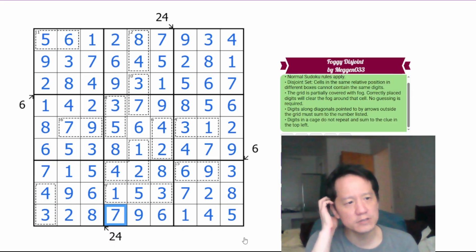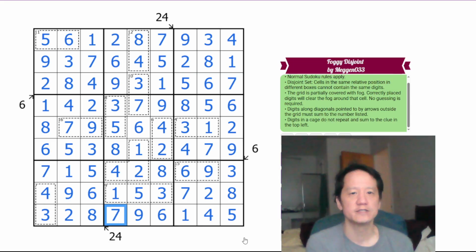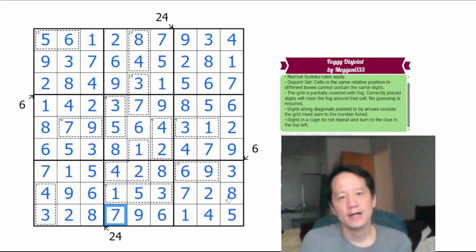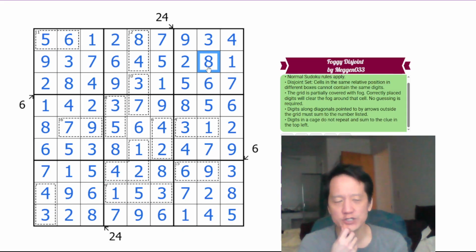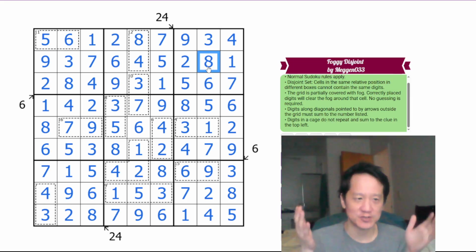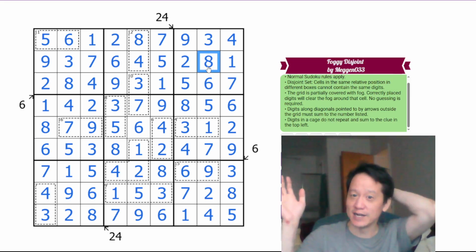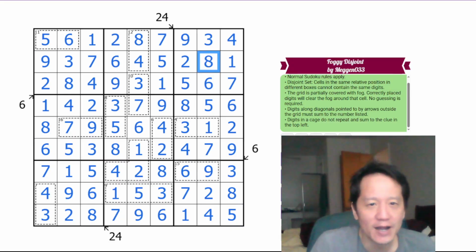Yeah, pretty decent use of disjoint sets. For some reason, some people have a problem seeing disjoint sets. I don't know why I don't. I actually can see disjoint sets fairly well. Unlike, for example, Knight's Move. I just don't see Knight's Moves very well at all.